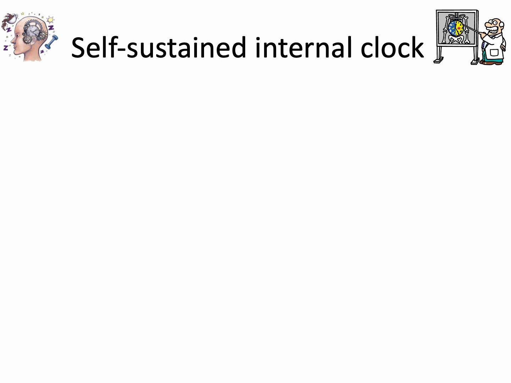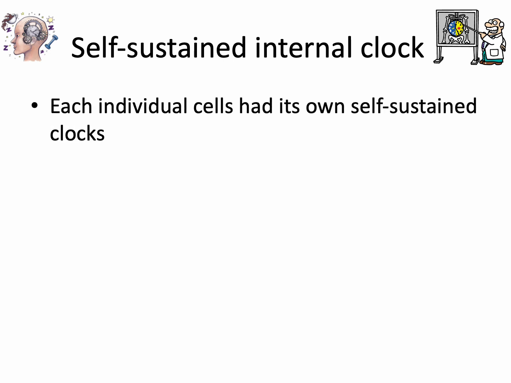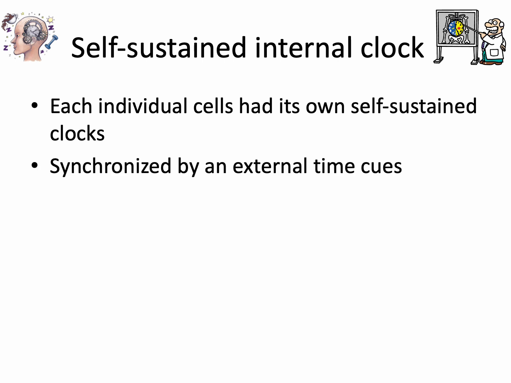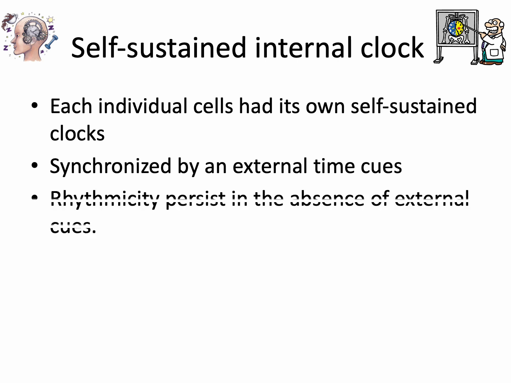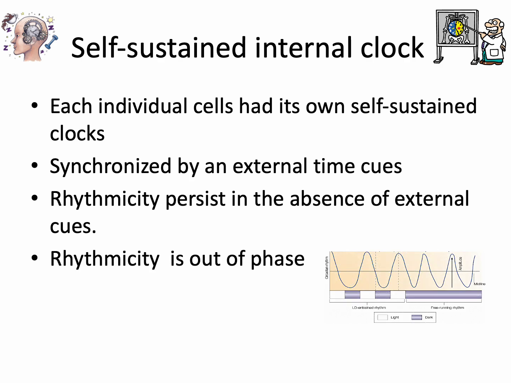So these two experiments tell us, number one, that each individual cell has its own self-sustained clock, and number two, these internal clocks are synchronized by external time cues, or the light-dark cycle. Even without these external time cues, cells continue to oscillate so that rhythmicity persists. However, rhythmicity becomes out of phase and no longer aligned with the light-dark cycle.